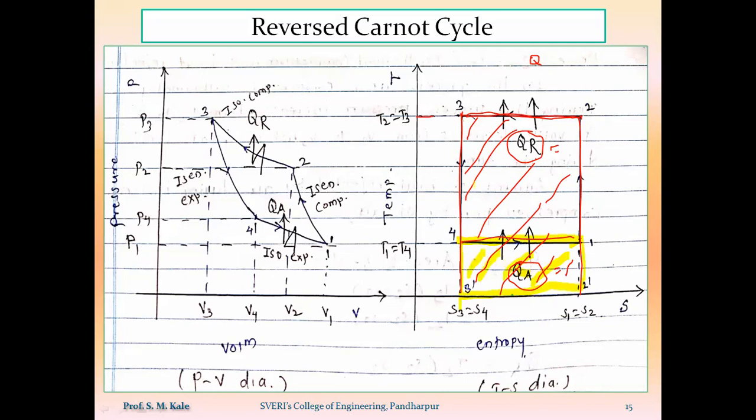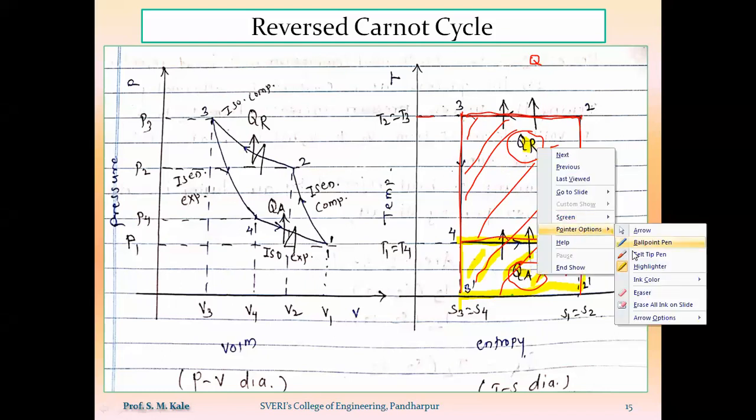So this entire area covered by the 2 to 3 process minus the entire area covered by process 4 to 1, that is nothing but the work done on the system. So here, first of all, we will calculate the value of QR, the heat rejection during the process 2 to 3.